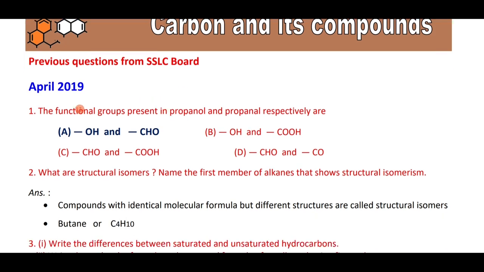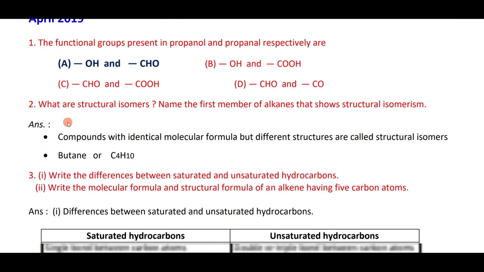The functional groups present in propanol and propanal. Observe the suffix OL and suffix AL. OL means alcohol, AL means aldehyde. Alcohol means OH, aldehyde means CHO. Therefore, the correct answer is option A.